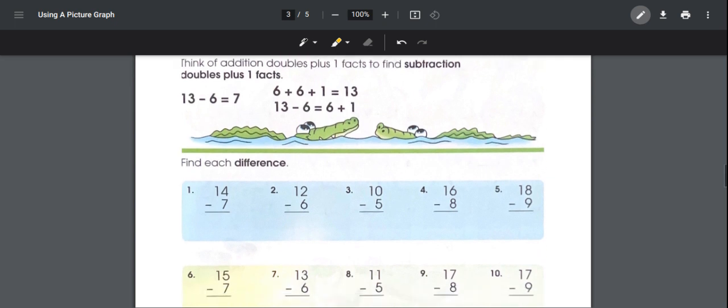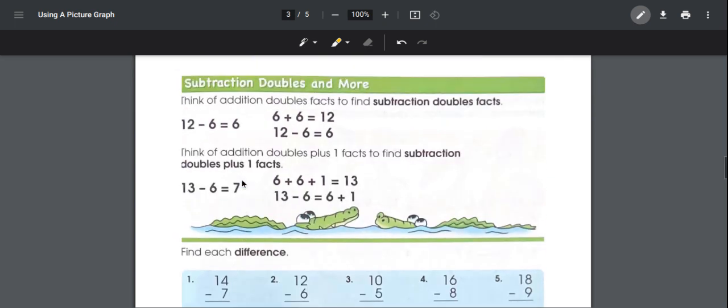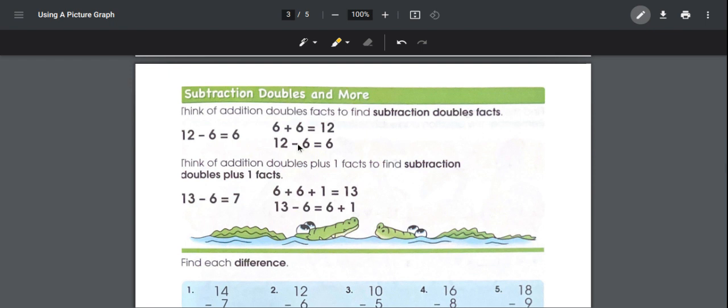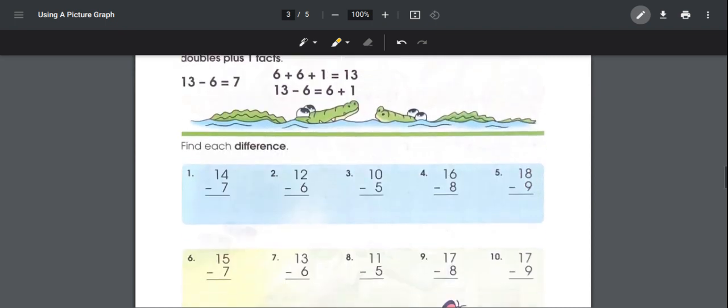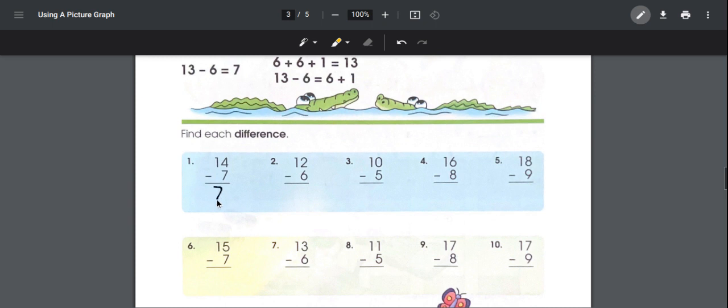Okay, the next one is finding each difference. Find each difference. We can read this over here. It says, think of addition doubles facts to find subtraction doubles facts. So basically 12 minus 6 is equal to 6, which means 6 plus 6 is equal to 12. And then also it says, think of addition doubles plus 1 facts to find subtraction doubles plus 1 facts. So as you can see, 13 minus 6 equals 7. You can find it by doing 6 plus 6, which equals 12. So you add one more to get 13. But we'll just find the difference.